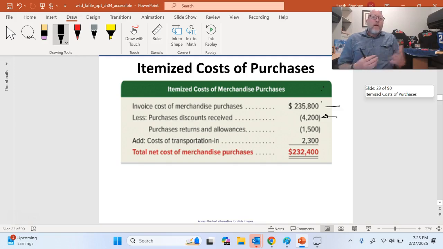And then finally, a lot of times we have to incur the cost of inventory, right? So we have to pay for shipping. How do we deal with that? And so the combination of these four elements is going to be the absolute determination of inventory. So we purchased in this example $235,800 worth of invoice, had a gross price. We returned some of it. We got some discounts and then we paid for shipping. So the total cost of our inventory is $232,400.